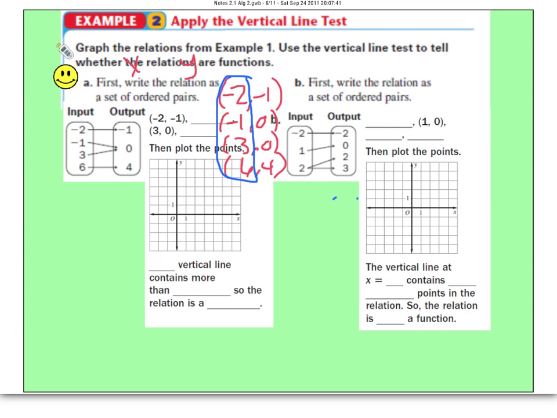If I plot these ordered pairs, negative 2, 2, negative 2 would be on the x-axis, which is left and right. Negative is left 2, up 2. 1, 0 would be right 1 and don't move up or down. 2, 2 would be right 2 and up 2. 2, 3 would be right 2 and up 3. This one right here fails the vertical line test because it contains 2 points, so this is not a function.